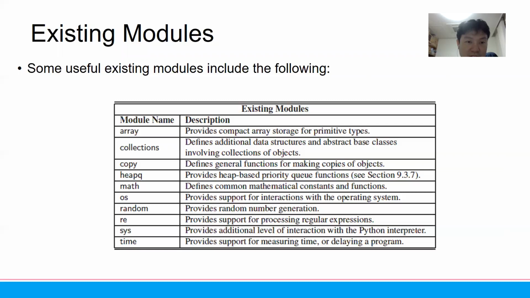Those are some existing modules like array, collections, copy, heapq, math, os, random, re, sys, and time. There are many more, and it depends on the data structure itself. For example, heapq means the heap-based priority queue. You can just import it and then reuse it in your Python. But if you don't want to use this and you want to develop your own code, that's also fine, but of course you need more effort to make the code.